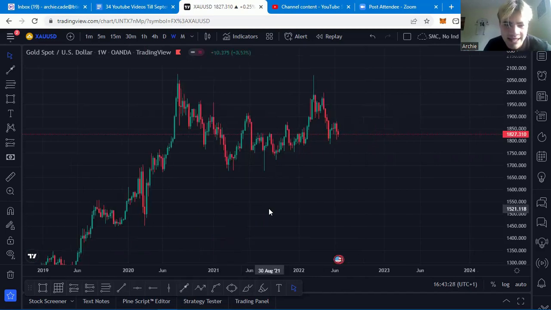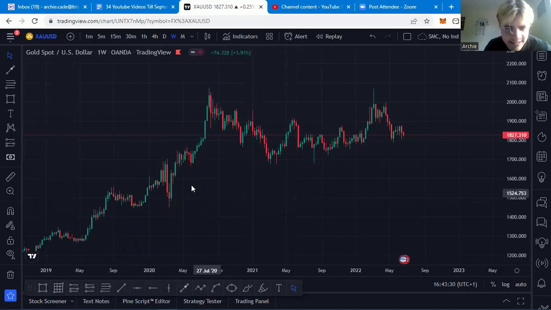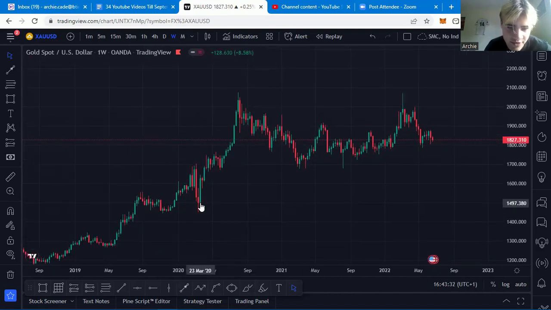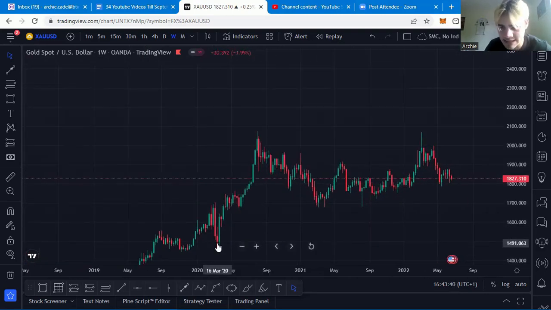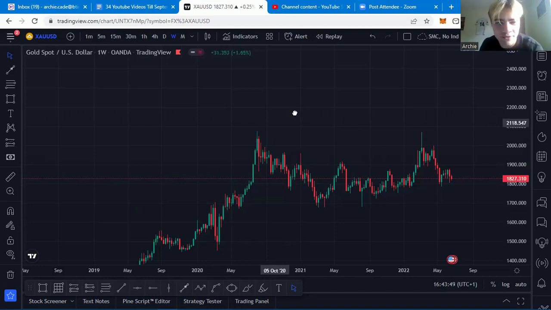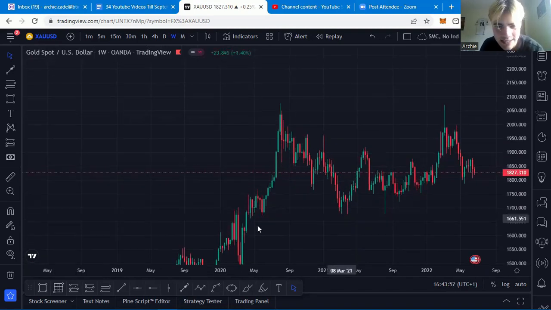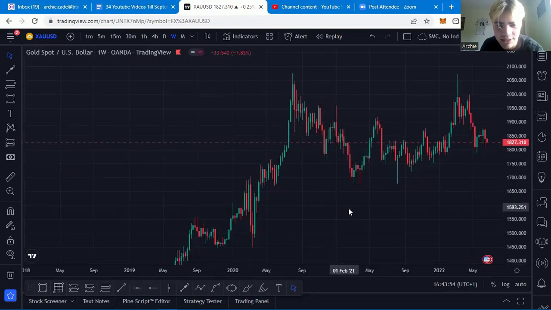So here we can see the massive bullish move that happened from March 2020 through to August 2020. We've seen some massive pips here. So this was a massive move, pretty much 1500, 1490, all the way up to 2070, 2065, a huge, huge move. Pretty much every single week, as we can see throughout this duration, was bullish.